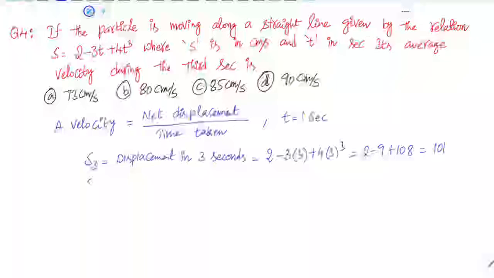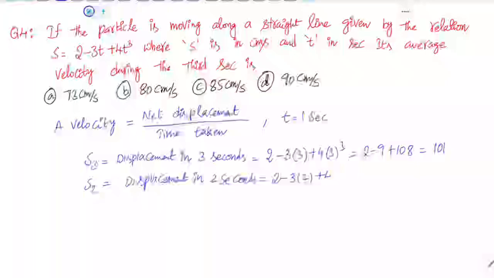And we want to find the displacement in 2 seconds. So S2 is nothing but the displacement in 2 seconds. In order to find that, we need to substitute the t value as 2 in the given equation. Therefore, it is given by 2 minus 3 into 2 plus 4 into 2 cube. It is equal to 2 minus 6 plus 2 cube is 8, 8 fours is 32. 32 plus 2 is 34. 34 minus 6 is 28.